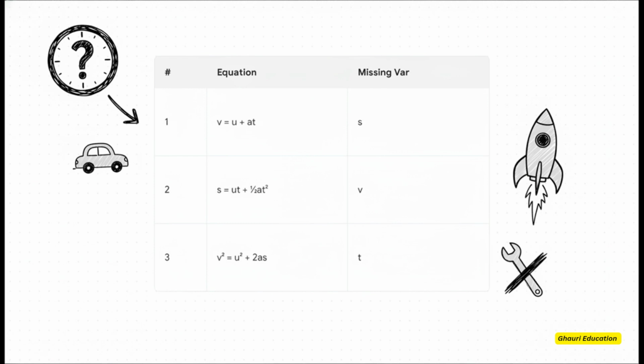All you have to do is identify the one variable you're missing in your real-world problem, and this toolkit tells you exactly which equation to grab.